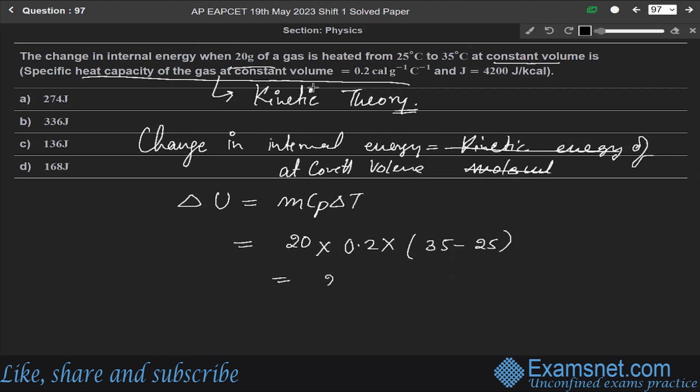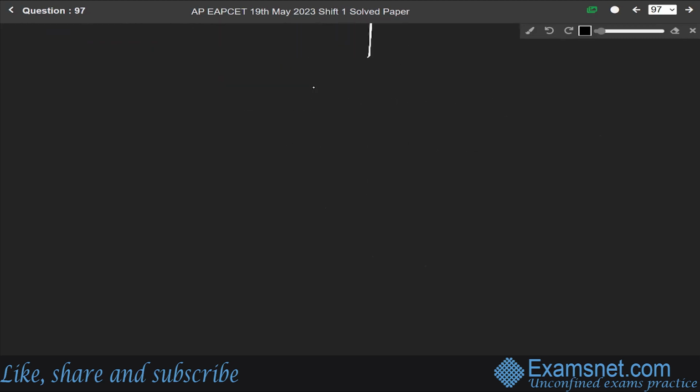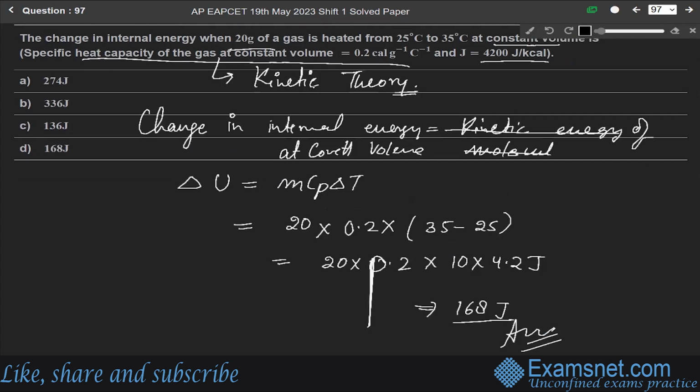So it will be equal to 20 into 0.2 into 10 into 4.2 joule. Since it is 4200 joule per kilo Kelvin, it will be 10 into 4.2 joule. So the correct answer is 168 joule. Okay, this is our final answer. So among these four, the correct answer is option D.